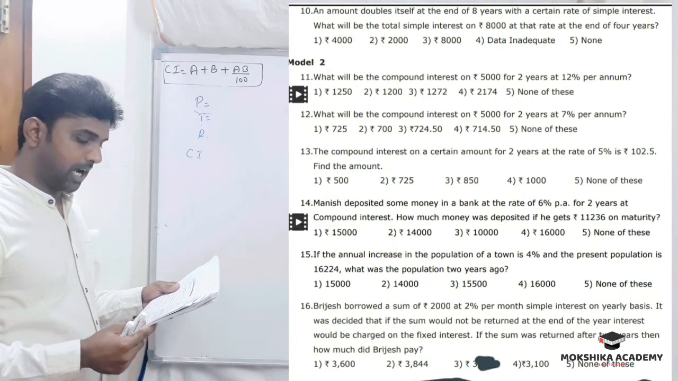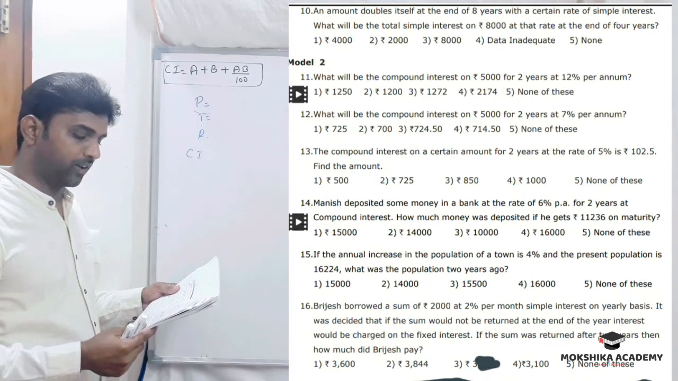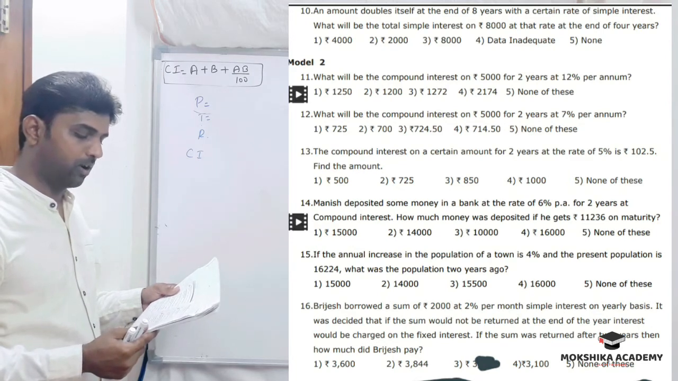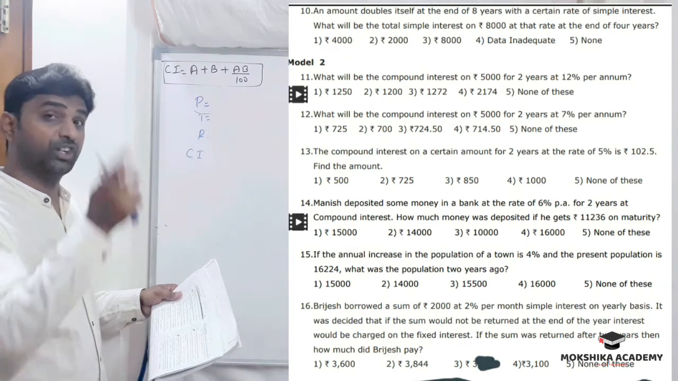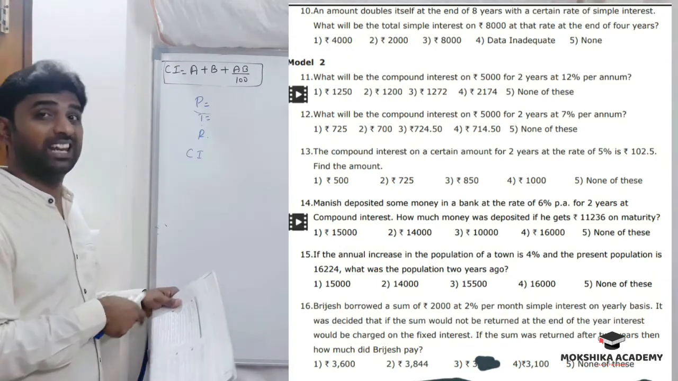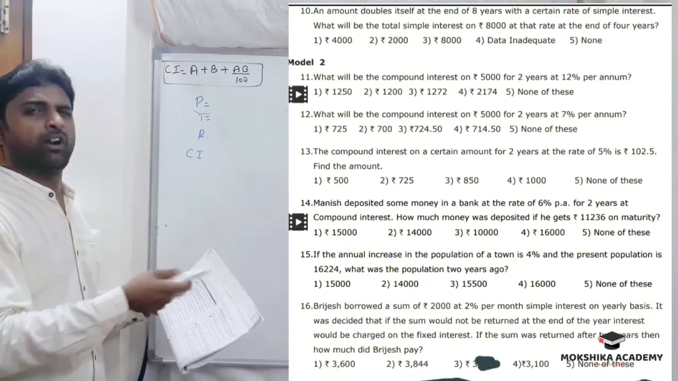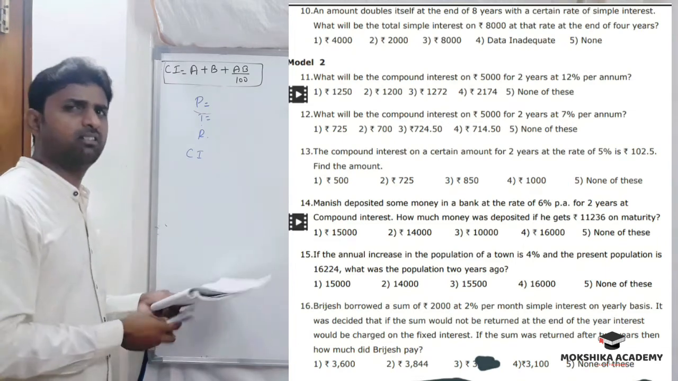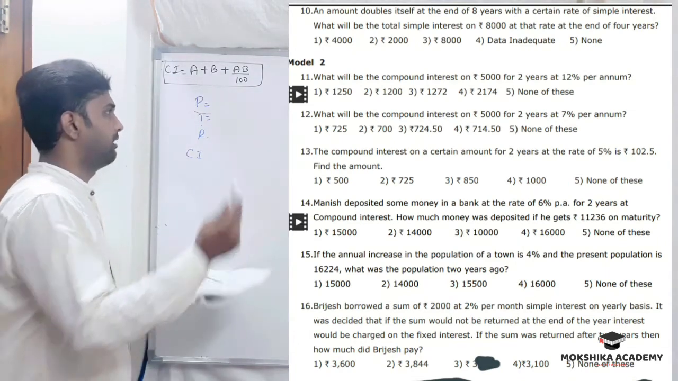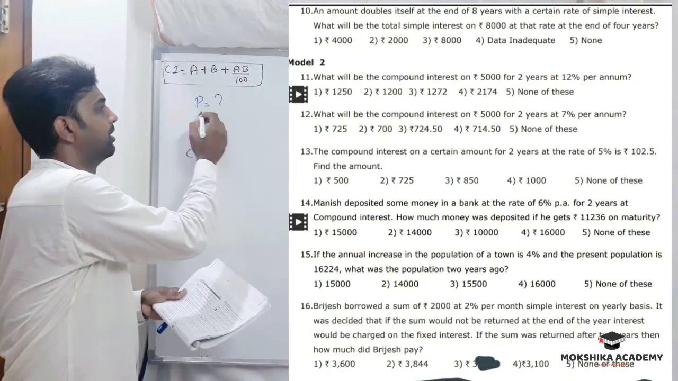Okay, if the annual increase in the population of a town is 4% and the present population is 16,224, what was the population 2 years ago? 2 years ago, what is that? Again, it is a principal amount. So 2 years back, how much was the amount? So again we need to find the principal here.